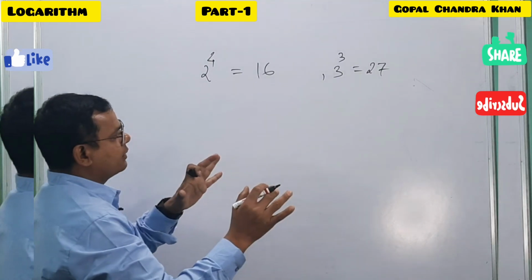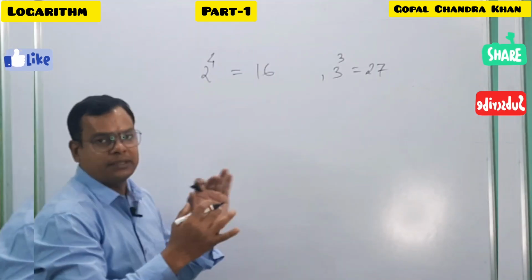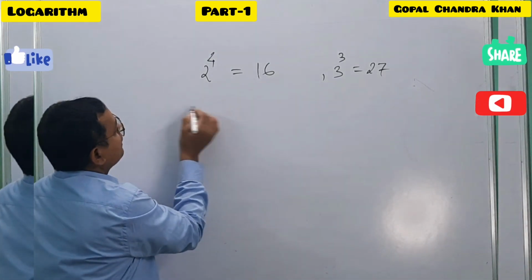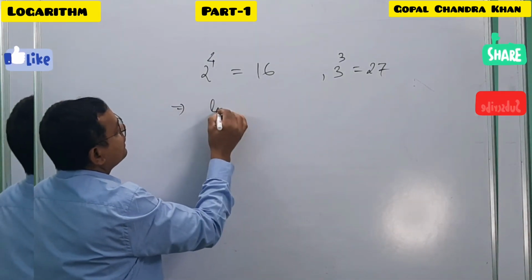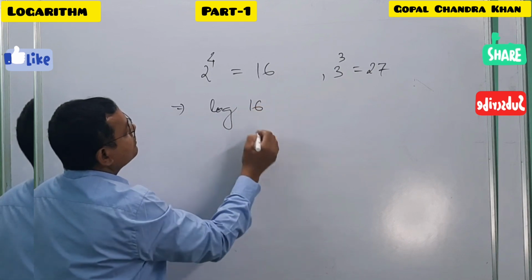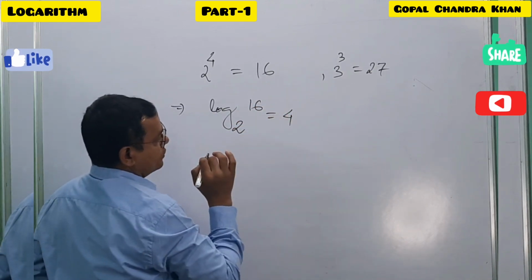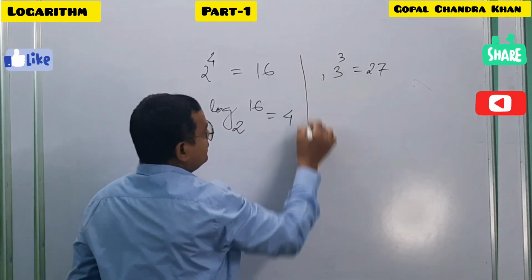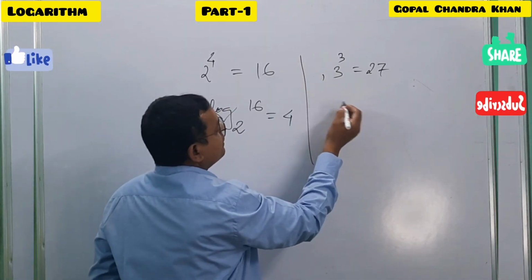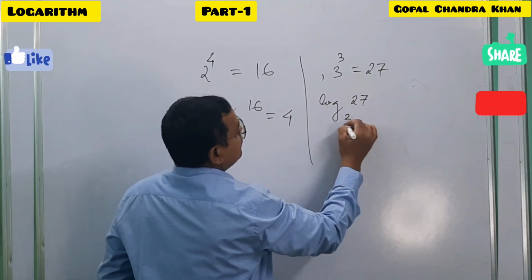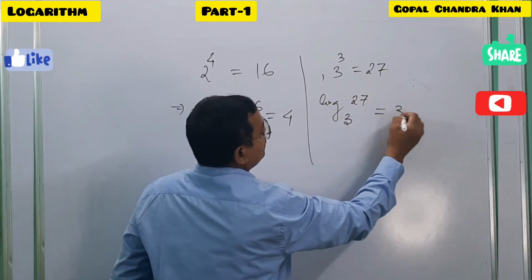Like all these calculations, there is a very shortcut system that can help us, and that is logarithm. What we can get from here? Logarithm 16 base 2 equals 4. Now similarly in this case, what can you get? Logarithm 27 base 3 equals 3.